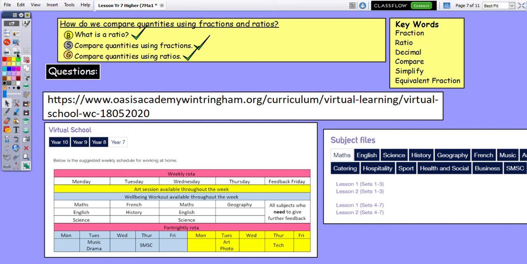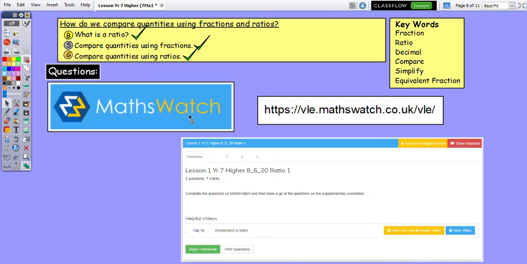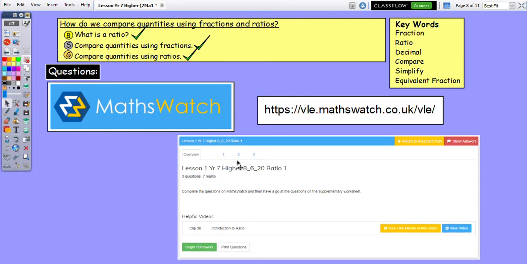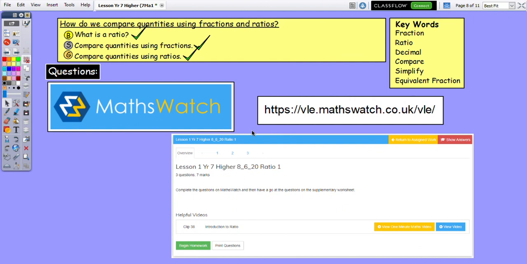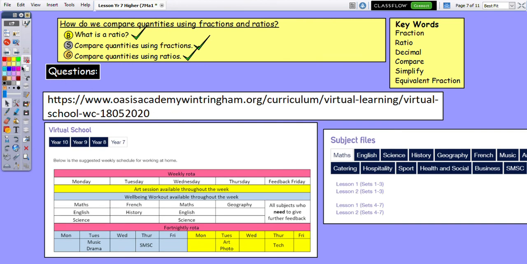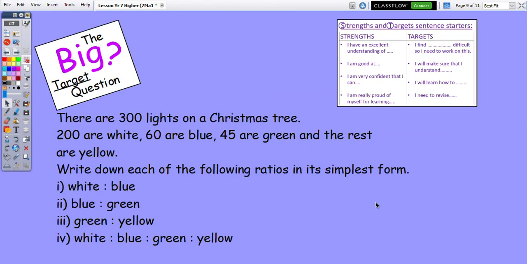Secondly, I have placed some questions onto MathsWatch. This is the address for MathsWatch. If you are struggling to log on to MathsWatch, or you have misplaced your password and username, send me an email and I'll give you what you need. But the expectation is that you go on and you complete all the questions on MathsWatch, as well as the worksheets.